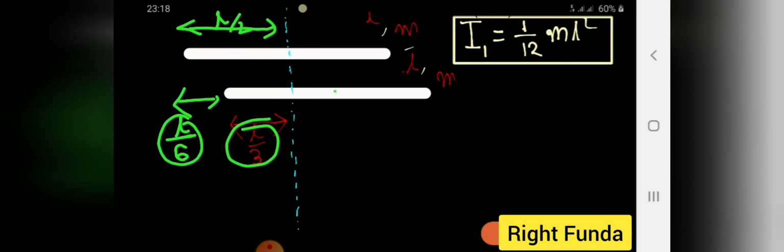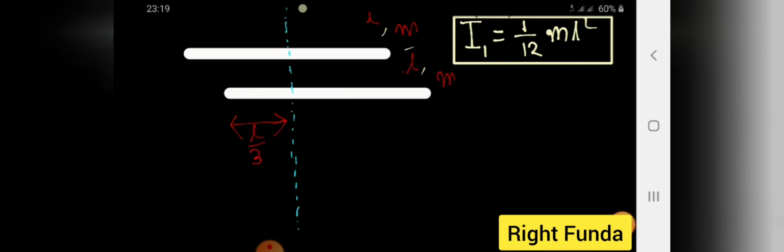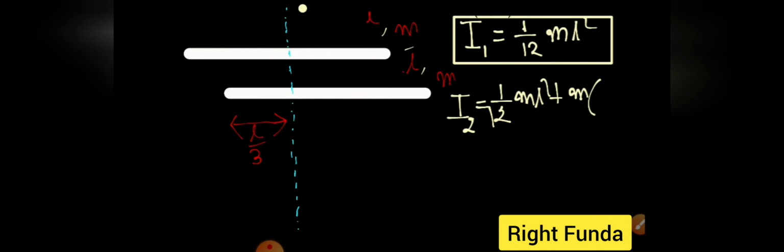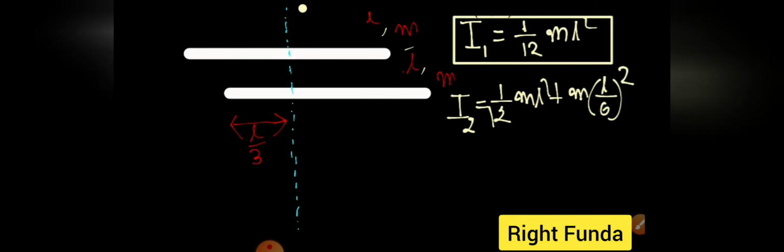So this rod has been shifted by L by 6. So the center of mass of this rod must be here, where this length will be equal to L by 6. This we will see from the geometry. Once you find out, everything is over. So the moment of inertia of this second rod is the moment of inertia about this axis plus about this axis. So I2 will be equal to 1 by 12 ml square plus m into (L by 6) whole square.